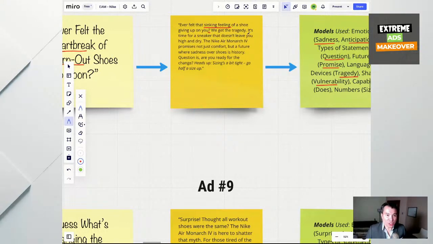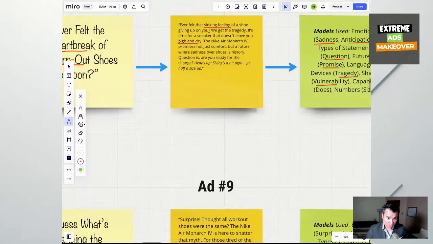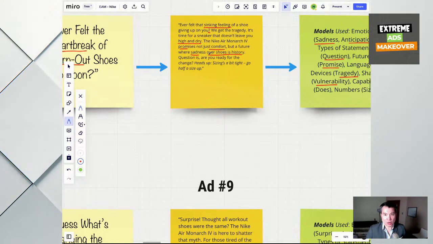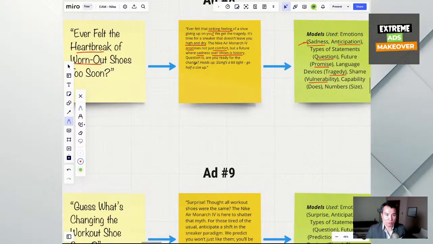We get the tragedy: "It's time for a sneaker that doesn't leave you high and dry." High and dry, vulnerability. "The Nike Air promises not just comfort and capability, but a future where sadness overshoes its history." And the question is, "Are you ready for change?" Question: are you ready for change?